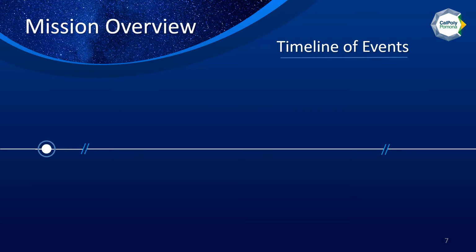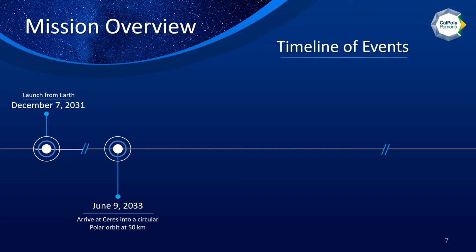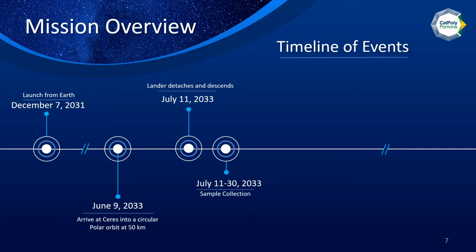Now we have the timeline of events. First is the launch from Earth on December 7, 2031. A time jump is made in the timeline, whereby in about 2.5 years, the spacecraft will arrive at Ceres on June 9, 2033. Then, the lander will detach, deorbit, and descend down on July 11th. For almost 19 days, the lander will take samples of the crater at varying depths, with a total of 1 kilogram of sample being collected.